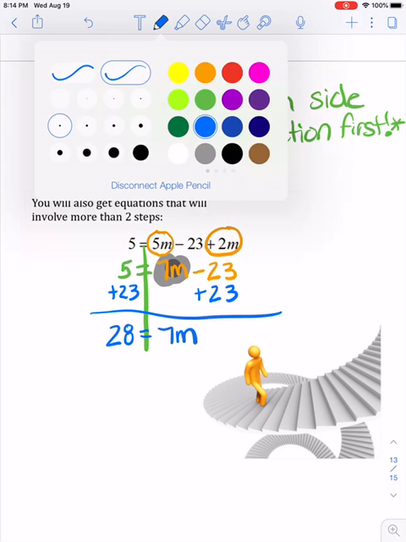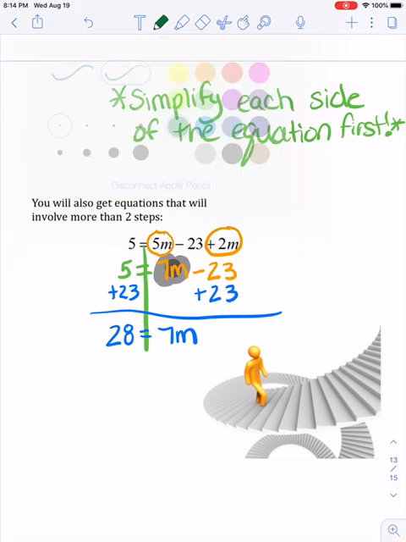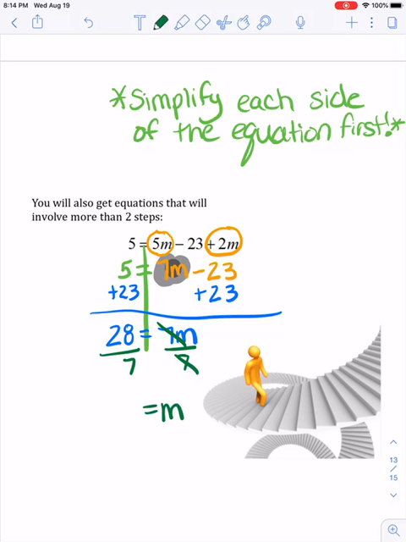Nice thing is all equations eventually come down to a one-step equation. So to get m by itself, the opposite of multiplying by 7 is dividing by 7. So I get m is equal to, well, 28 divided by 7 is 4. M equals 4. Again, you can check. If we just go back and check, it's always good to do so.